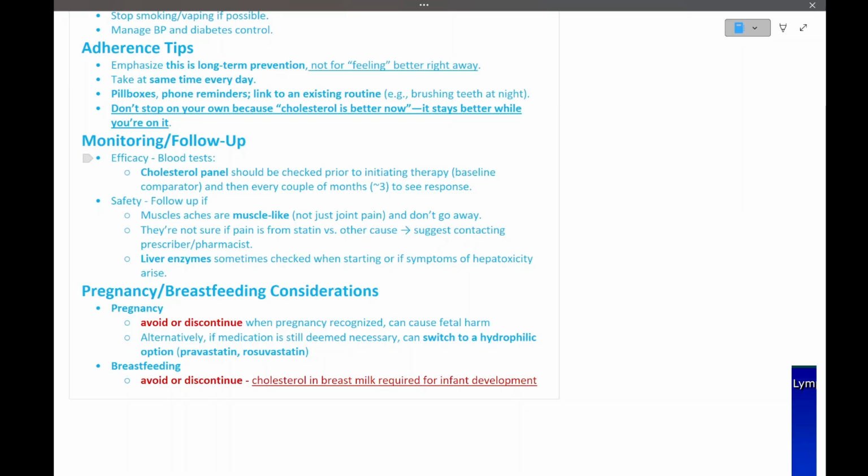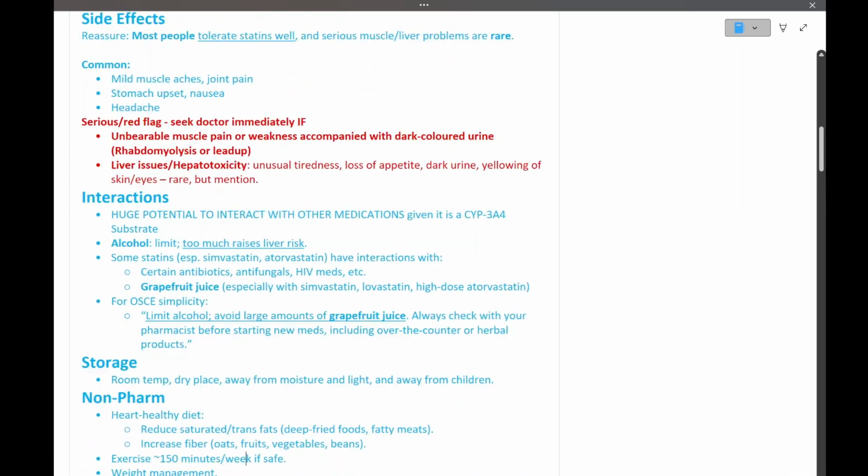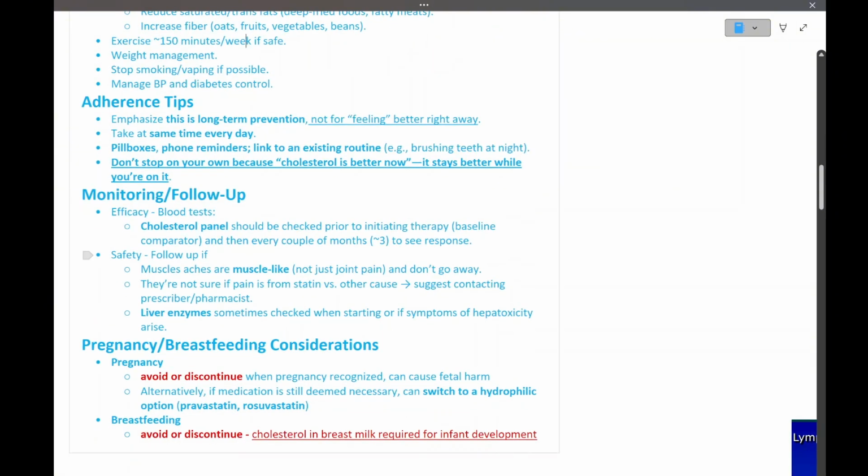In terms of safety, we want to monitor for, again, the side effects. If the patient is experiencing muscle aches that are persistent or don't go away, that's a sign that the patient needs to get a reassessment from the doctor. And if they're not sure if the pain is coming from the statin or another cause, again, you want to consult with the doctor to get an assessment. We also sometimes may want to check liver enzymes if the patient is presenting with symptoms of hepatotoxicity.